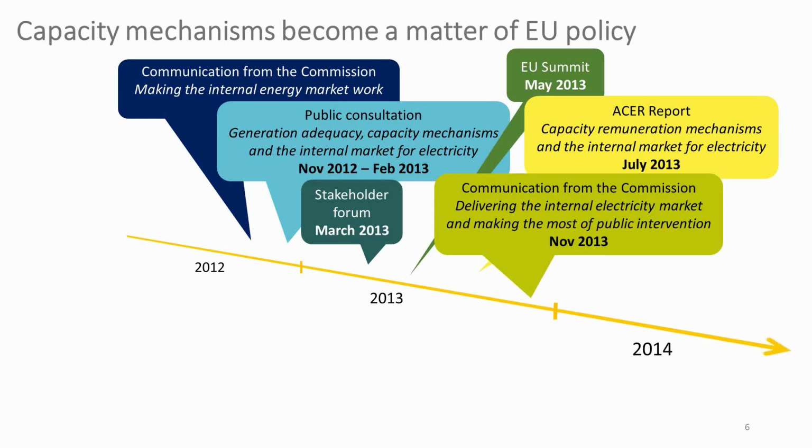This is just an overview of main EU policy documents that are important to capacity mechanisms. Back in 2012, the Commission opened a consultation. The idea was to come up with a set of criteria for designing capacity mechanisms so that they don't undermine the internal market. In May, the European Council called the Commission to do something about capacity mechanisms. And the Commission met this call in November. It issued a communication which, among others, was dealing specifically with capacity mechanisms.